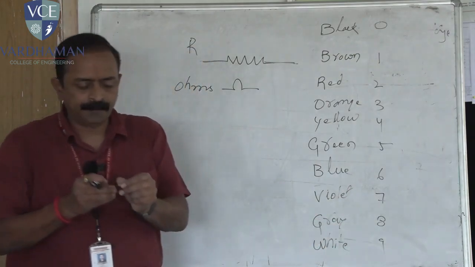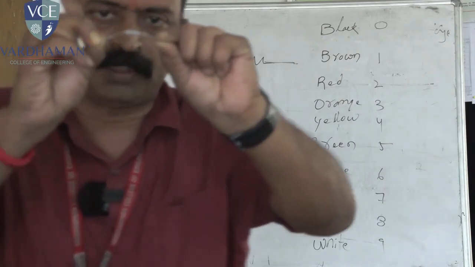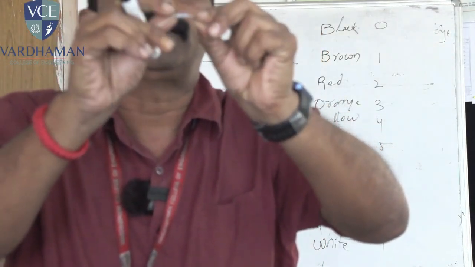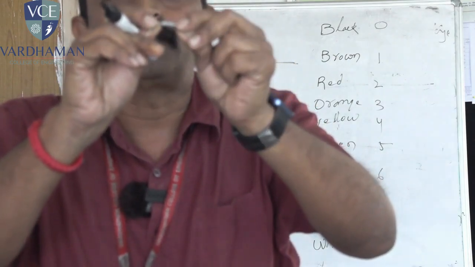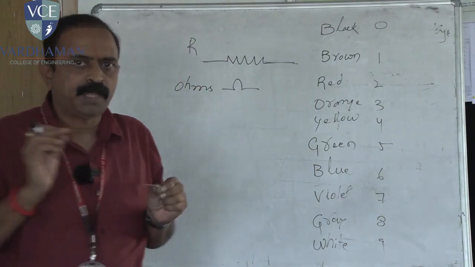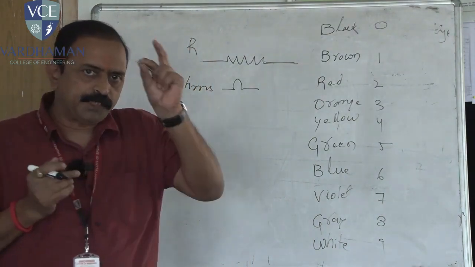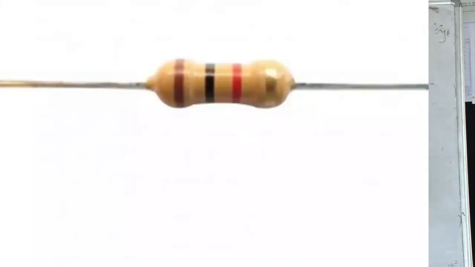white 9. So there are 3 color bands on the top of the resistor. Apart from the 3 colors, there is another band in gold color, which represents the tolerance of the resistance. Every resistance value will have its own tolerance band. Tolerance is nothing but acceptable deviation. If it is manufactured for 1000 ohms, it will never be exactly 1000 ohms.